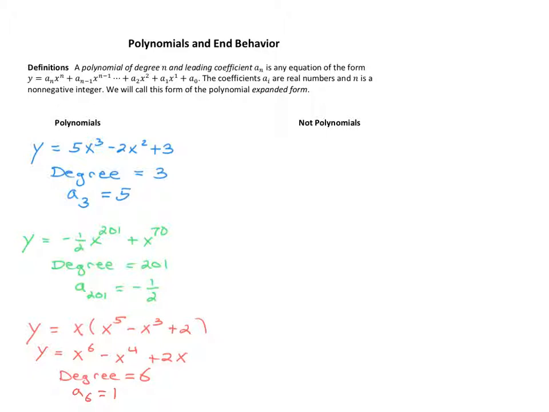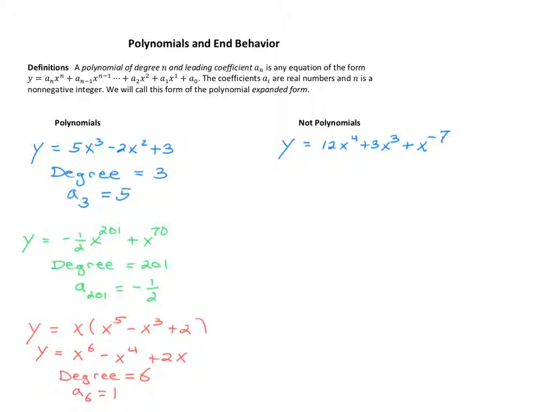So maybe it would be good to look at some things that are not polynomials. An example would be something like y is equal to 12x to the 4th plus 3x cubed plus x to the negative 7. So here I have a negative exponent, which falls out of the definition of what we have here. All the x's are to the first, second, third, fourth, and so on, but they never become negative numbers. So this is not a polynomial.